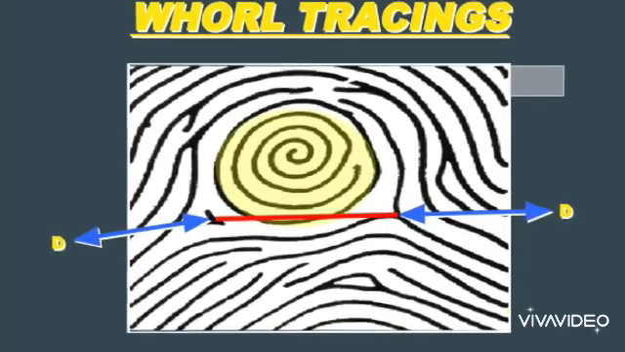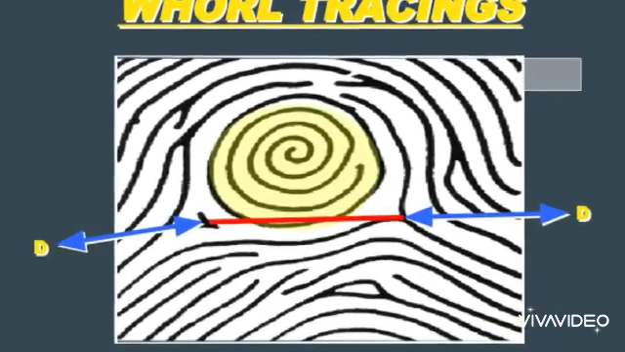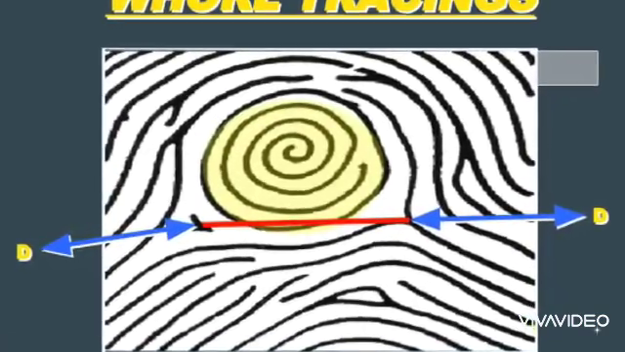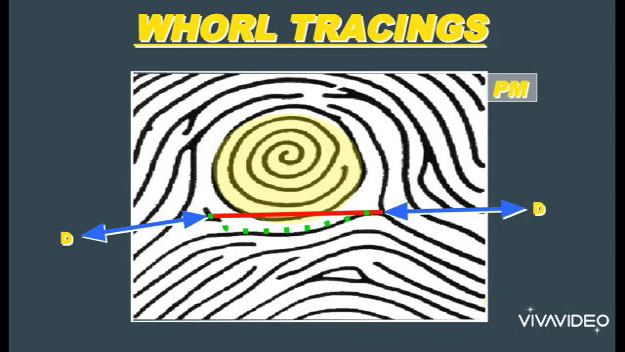So, in this example, we can see that this is a plain whorl. Now notice that the red line's two endings are the 2 deltas. Now, in order for us to know if this is an M or meeting, I or inner, or O or outer, we will trace from the left delta to the right delta.